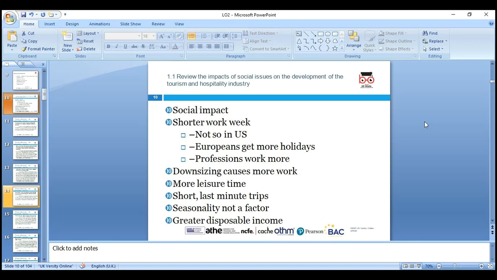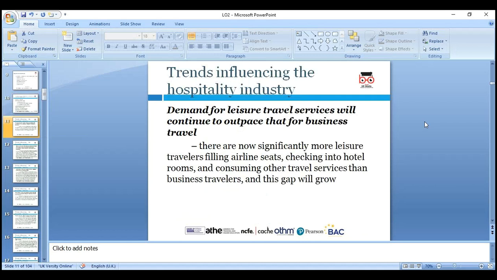Seasonality is not a factor. We need to look around. Greater disposable income, because this is a demographic characteristic, is a social factor in society. Okay, a trend influencing the hospitality industry: demand for leisure services will continue to outpace that for business travel. So there is significantly more leisure travel. At the moment that is a problem.